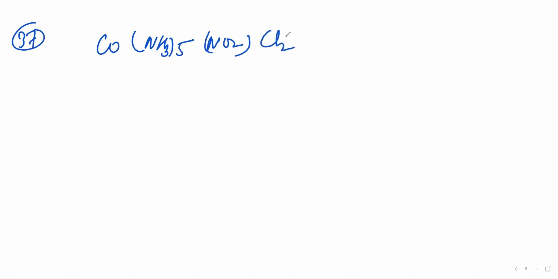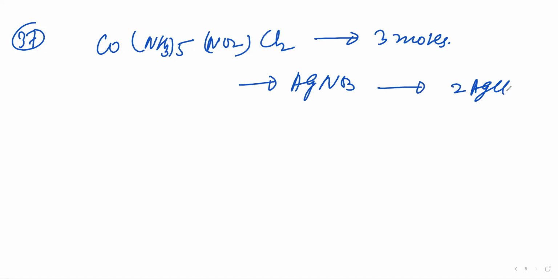Now see the next sum, that is 37. So a coordination complex compound of cobalt with molecular formula containing 5 ammonia. So it is connected with 5 ammonia, and next is 1 nitro, so it will be NO2, and 2 chloro, so it will be Cl2, for one cobalt. One mole of this compound produces 3 moles of ions in aqueous solution, reacting with excess AgNO3, silver nitrate, we get 2 moles of silver chloride as precipitate. So you have to tell the formula of the complex.